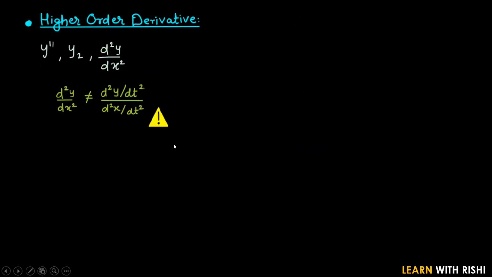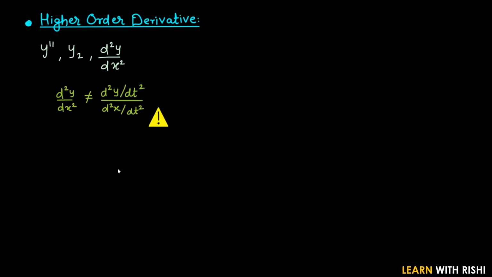The last part is higher order derivatives. Higher order derivative means, till now we have seen the first order derivative dy by dx. This means first order derivative. If you again differentiate that dy by dx, it will be the second order derivative. If you again differentiate it, it will be the third order derivative, like this. So second order derivative is denoted by d2y by dx square, or you can say y2 or y double dash. So these are all three notations for denoting the second order derivative.